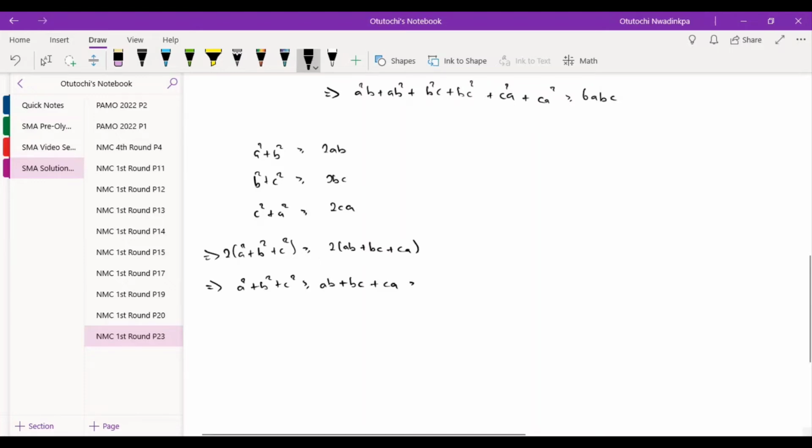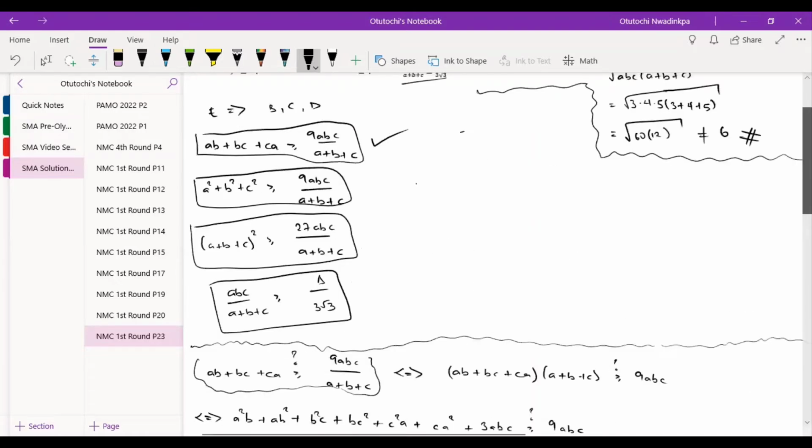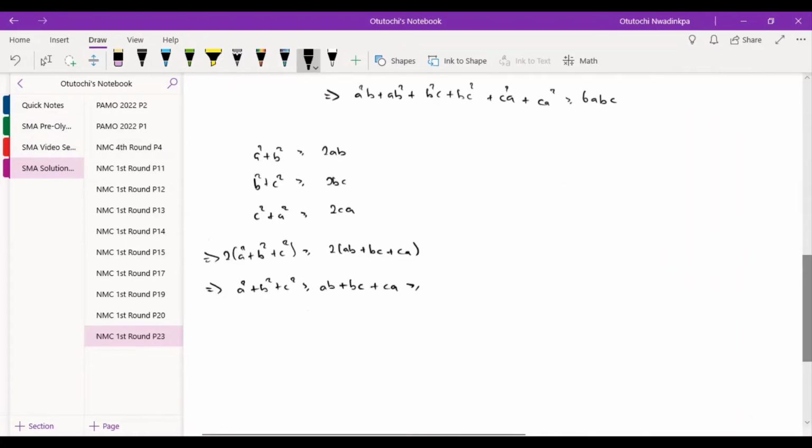So now this is the fastest way to show the second one, because we have already shown in the first one that AB plus BC plus CA is greater than or equal to 9ABC over A plus B plus C. So of course, this implies the second one, which is A squared plus B squared plus C squared greater than or equal to 9ABC over A plus B plus C. And then we have shown the second one, right?